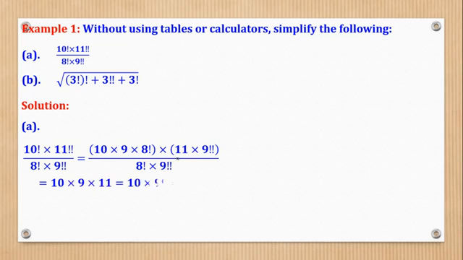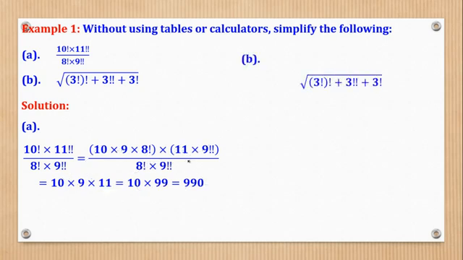Then we simplify. This goes with that, this goes with that. So we remain with 10, 9, 11. So 9 times 11 gives you 99, and 99 times 10 gives you 990.